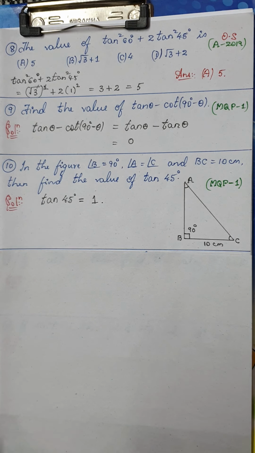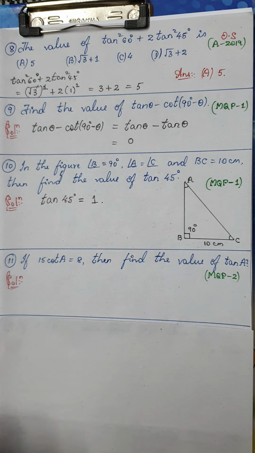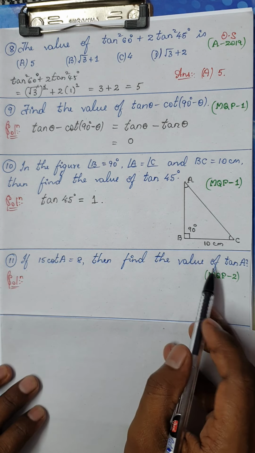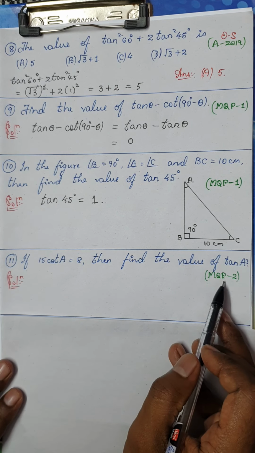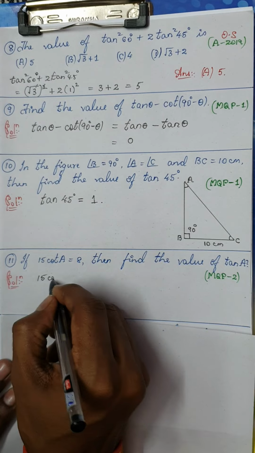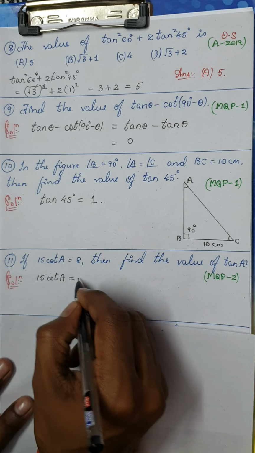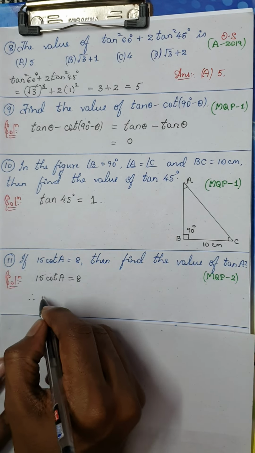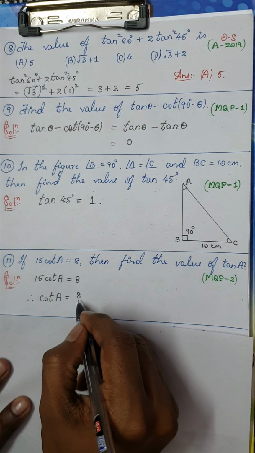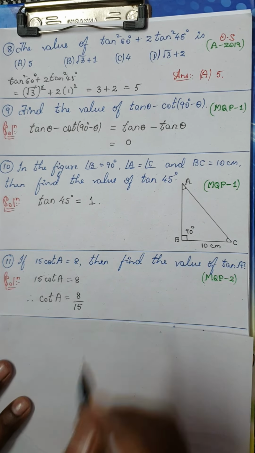Okay, so moving on to question number 11. If 15 cot A is equal to 8, then find the value of tan A. This question is asked in model question paper 2. He has given you 15 cot A is equal to 8. From this I will get the value of cot A, yes Suman, it is 8 divided by 15.